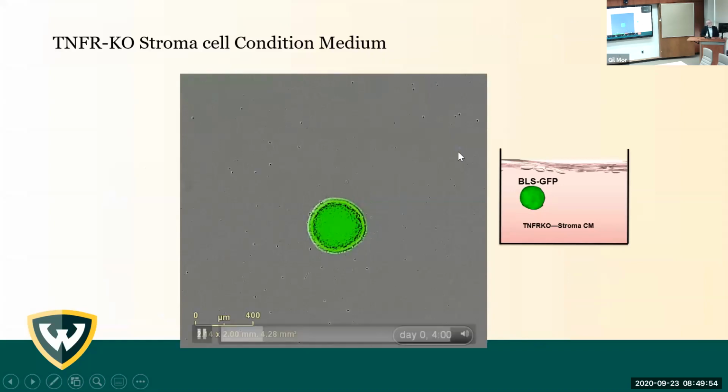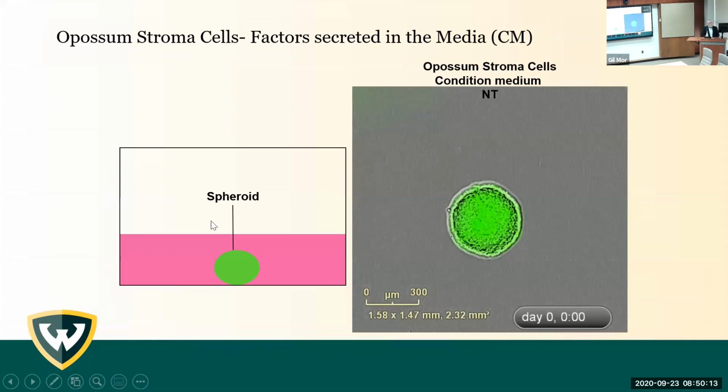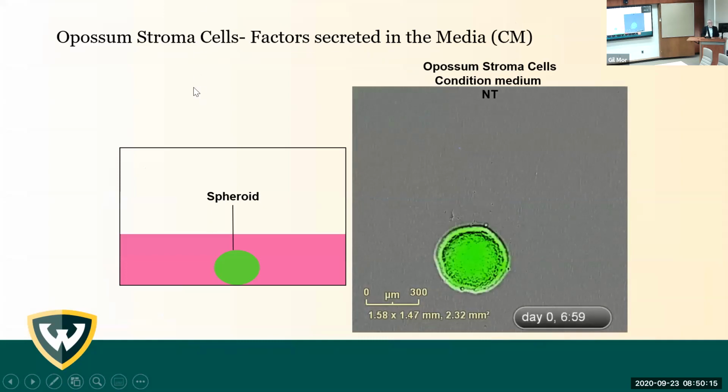So we took that conditioned media, we put it again into the blastocyst-like structure, and as you can see here, they have some cells coming out, but the process of attachment and the nice migratory process is completely gone, suggesting that again. So that was number one.